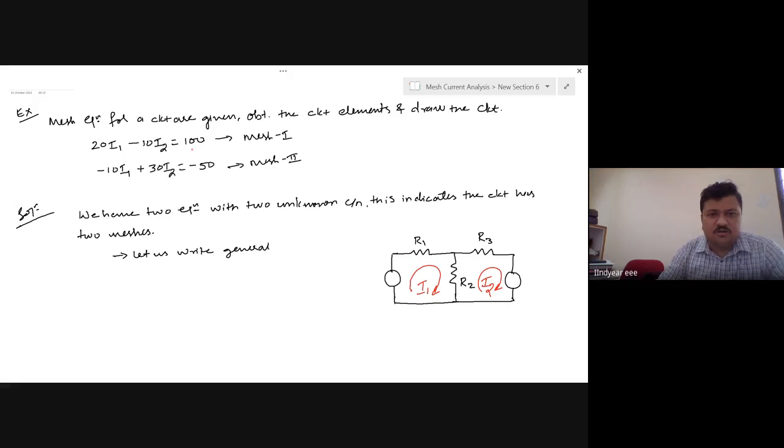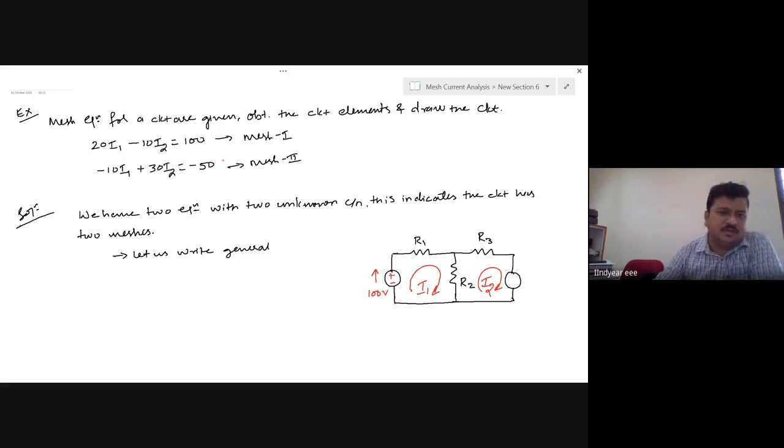So the RHS of the mesh 1 equation is 100. It means that the direction of the EMF source, plus 100, and the direction of current I1 should be the same. So this is the polarity. This is 100 volts.